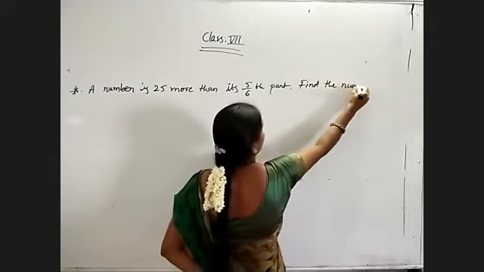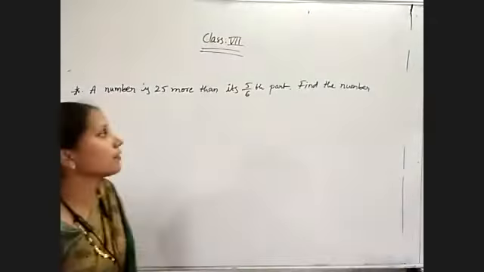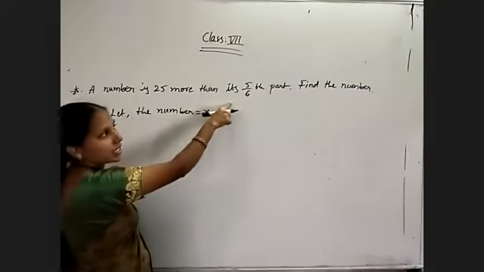So observe this question. They have given a statement. Here the equation is not given, so first of all, we need to form the equation. We want to find the number only. So let the required number be x. Let the number be x. Now try to read the question. A number is 25 more than its 5 by 6th part.